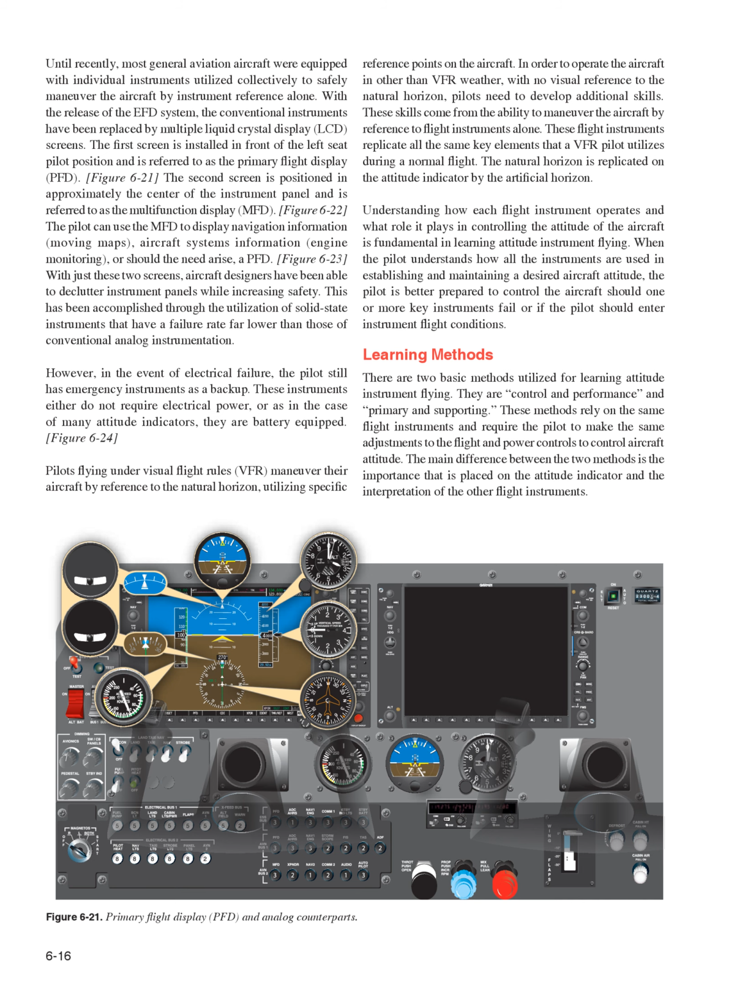Learning methods. There are two basic methods utilized for learning attitude instrument flying. They are control and performance, and primary and supporting. These methods rely on the same flight instruments and require the pilot to make the same adjustments to the flight and power controls to control aircraft attitude. The main difference between the two methods is the importance that is placed on the attitude indicator and the interpretation of the other flight instruments.